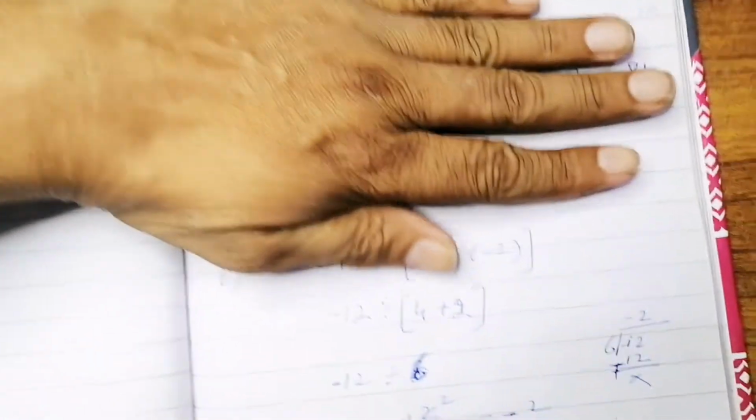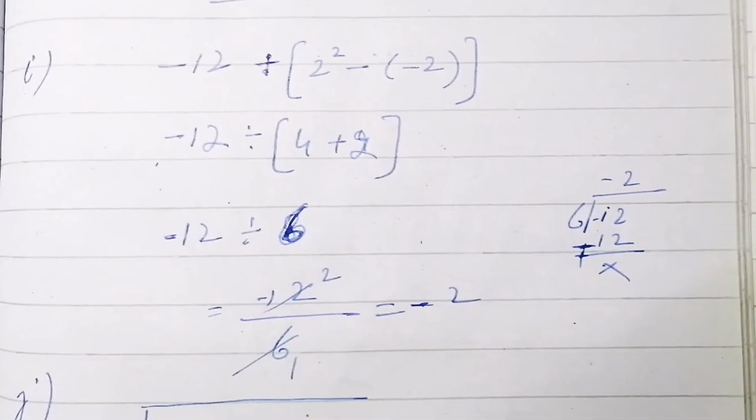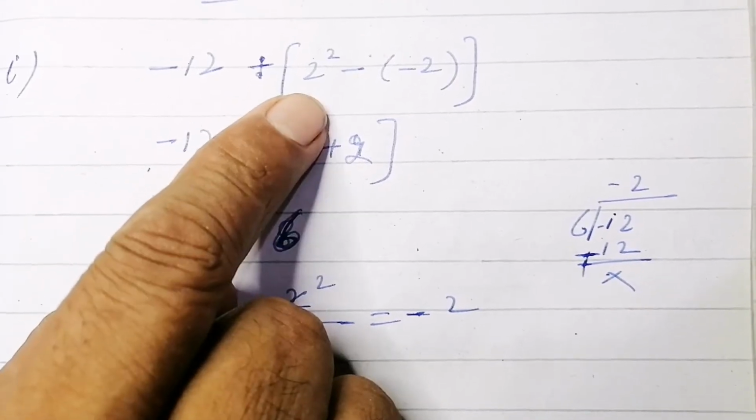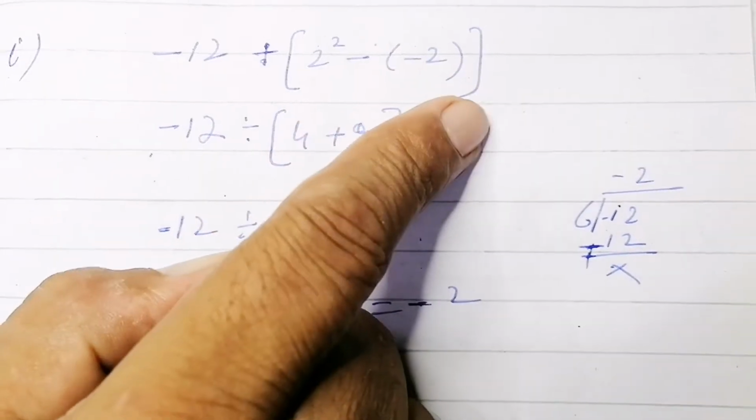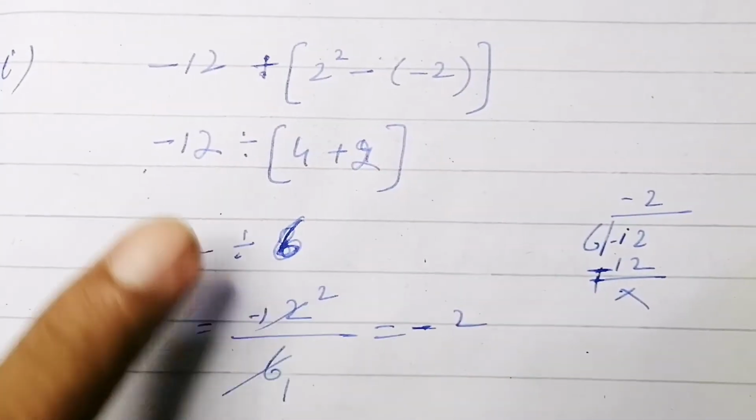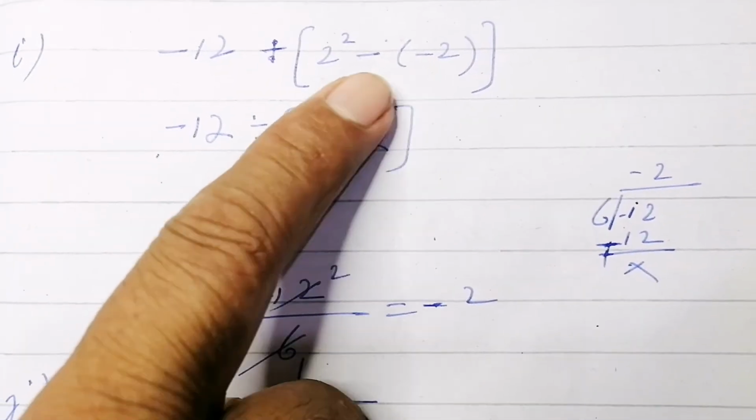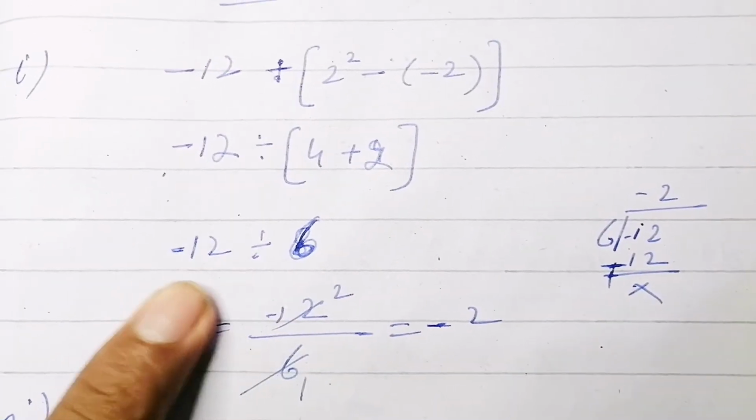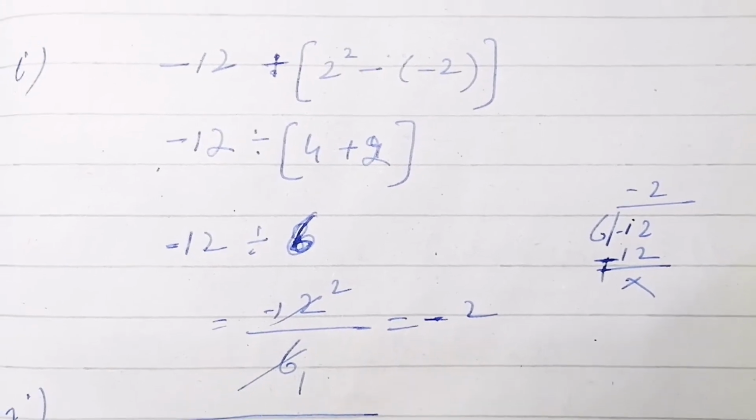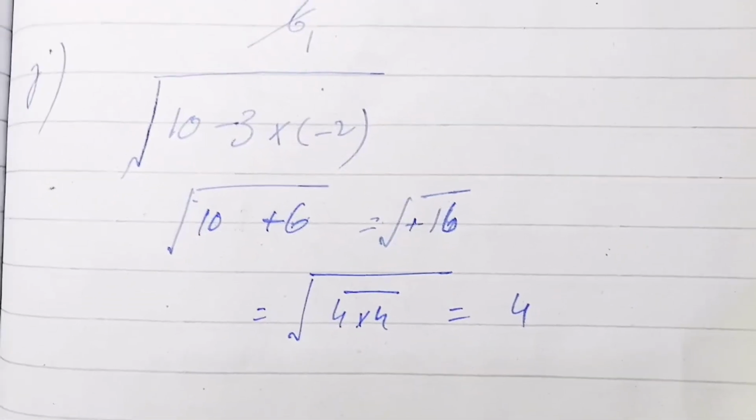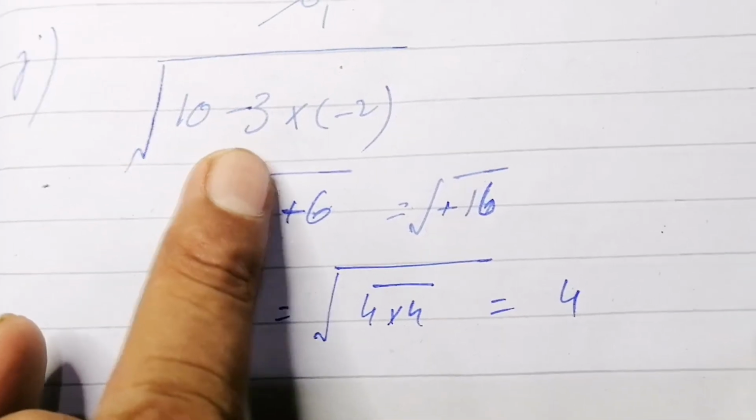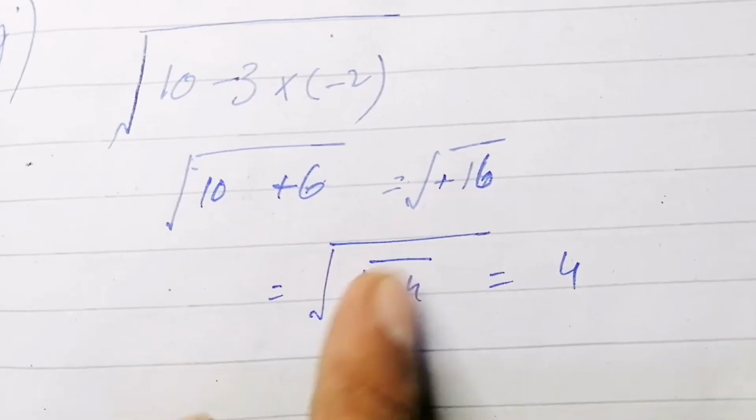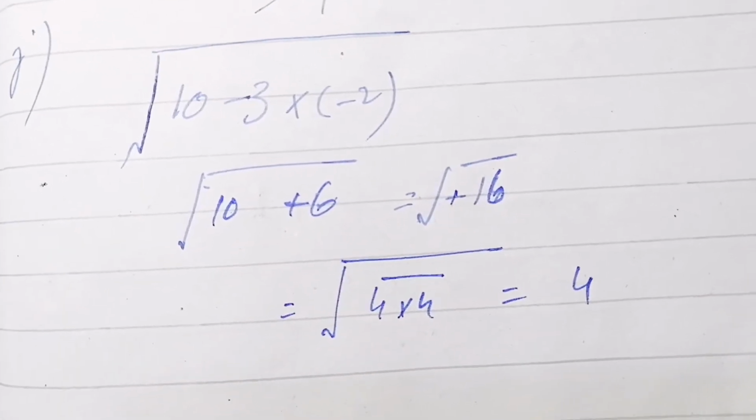Then I part, I have done this for you. Minus 12 divided by 2, a square bracket is there, 2 raised to the power 2 minus 2, and then a parenthesis is there, and then the square bracket. So minus minus plus 2, 2 2s are 4, 4 plus 2 is 6, and 12 divided by 6, the answer is minus 2. Then J part, I have done this for you. The square root is given, 10 minus 3 multiplied by minus 2. So minus minus plus, 3 2s are 6, 10 plus 6 is 16, and the square root is 4, right?